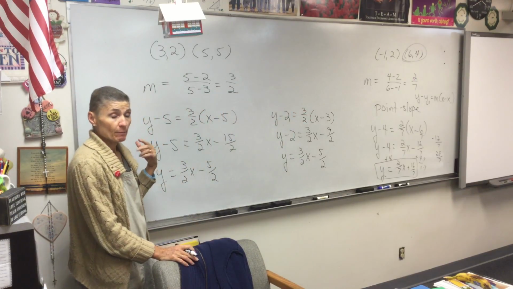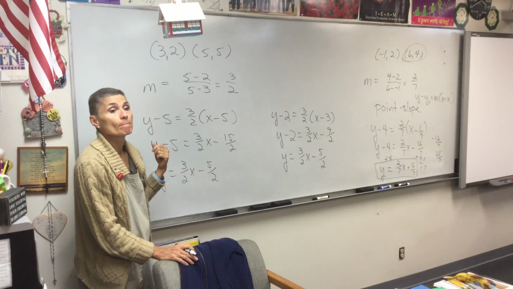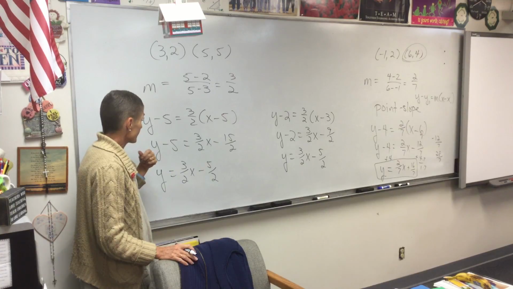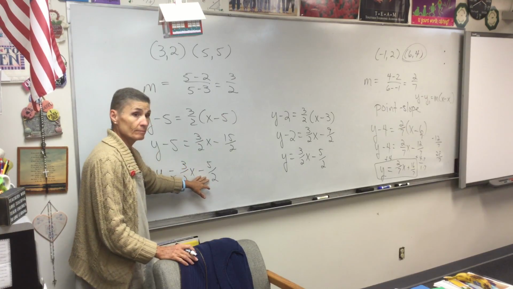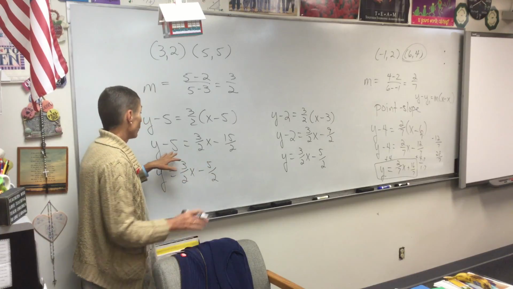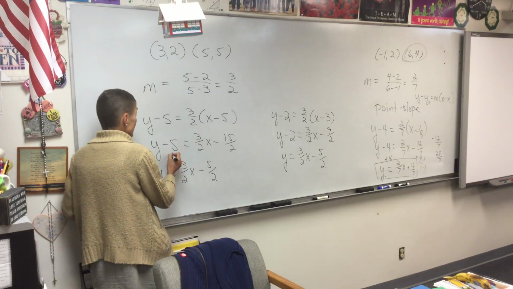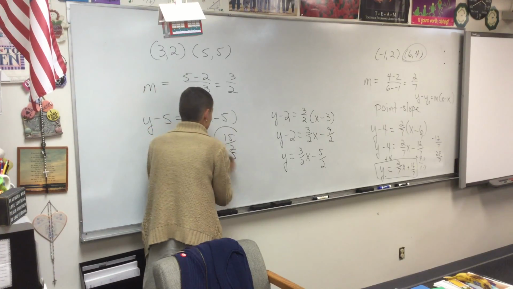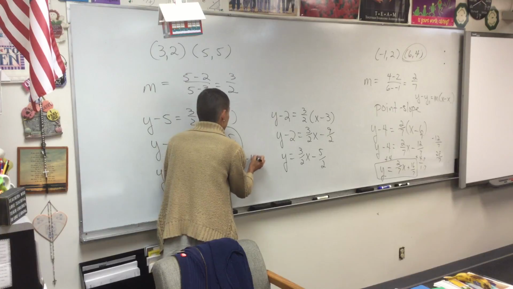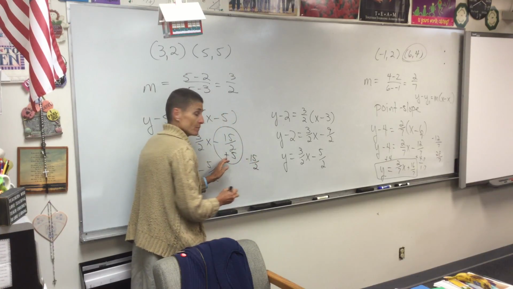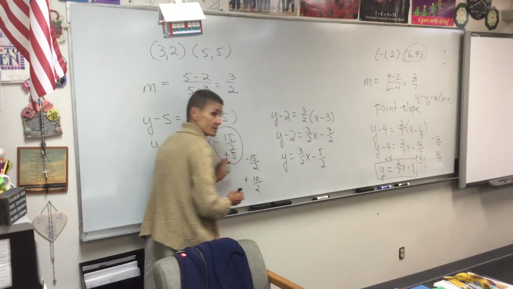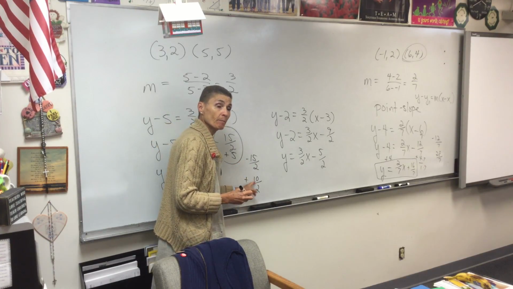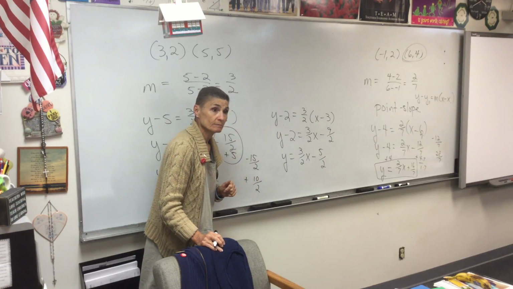Cameron, how can you tell whether it's going to be minus 5 over 2 or plus 5 over 2? Well, what I did was I added 5 to both sides. So now I'm simplifying this. I have a negative 15 halves and a positive 10 halves. Since 15 is bigger than 10, my answer will end up being negative.